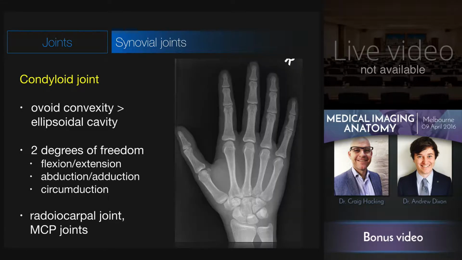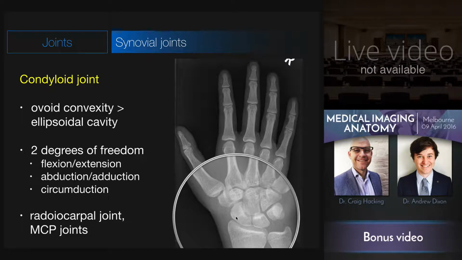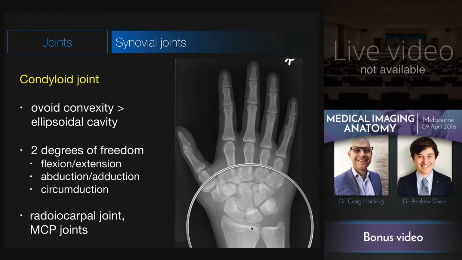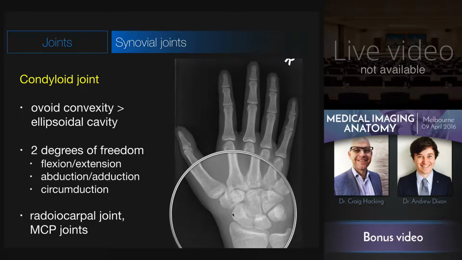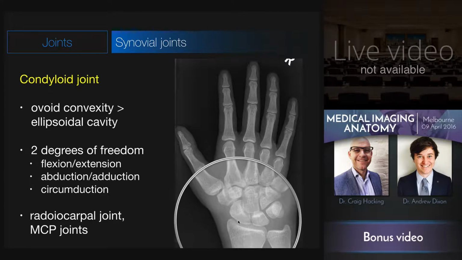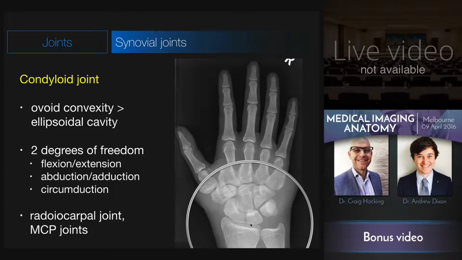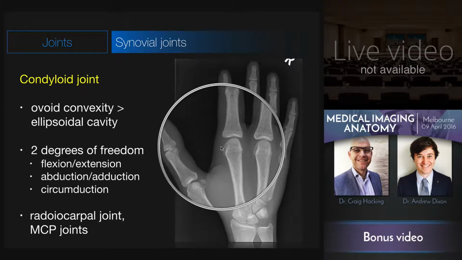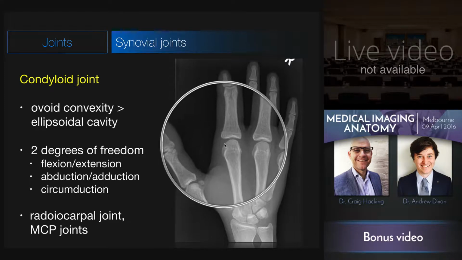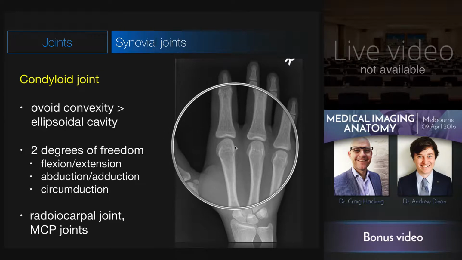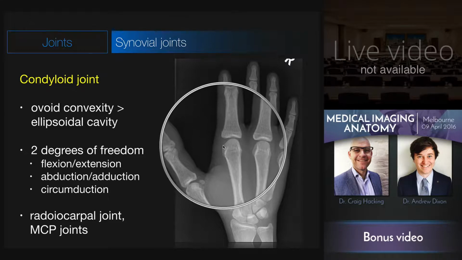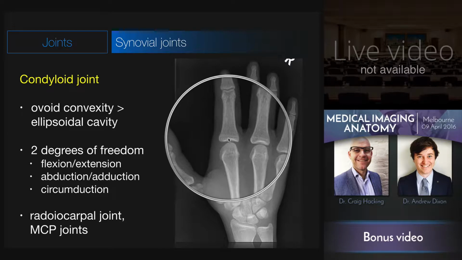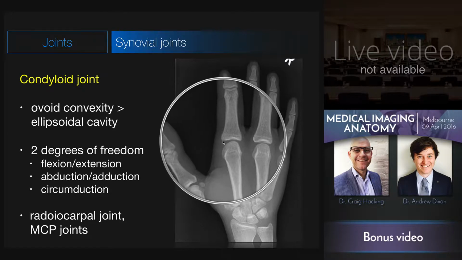The radiocarpal joint is a good example of a condyloid joint with the ellipsoidal cavity of the distal radius articulating with the ovoid convexity of the scaphoid and the lunate. The metacarpophalangeal joints are also examples of condyloid joints with the ovoid convexity of the metacarpal head articulating with the ellipsoidal cavity of the proximal phalanx base.